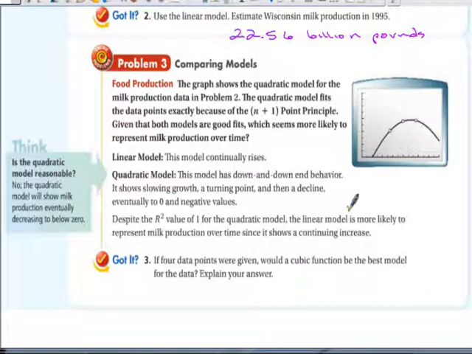I mean, if this is milk production, it's not like we're going to stop producing milk and then end up producing negative milk. That doesn't make any sense. The population of Earth is growing. It would make sense that the production of milk would then grow.